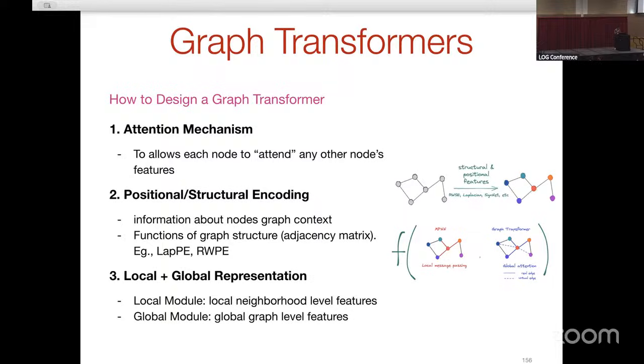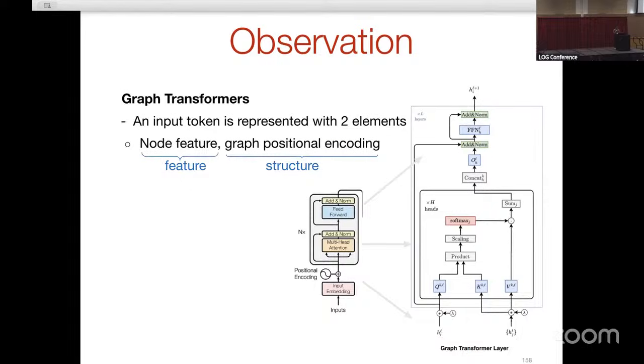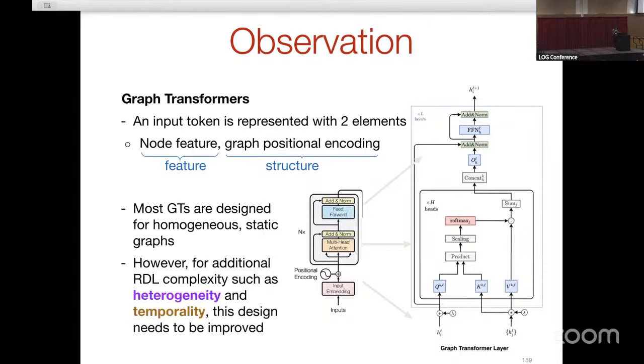But the observation, and I'll start with the original text transformers, is that in the original text transformers the input token is represented with two elements. The first is the token ID, which is the feature of a token, and the second is the position ID, or some positional element, which is the structure of that token in the original data. Graph transformers primarily keep the same formulation. An input token is represented with two elements: the feature and the structure. But with this, there's an issue.